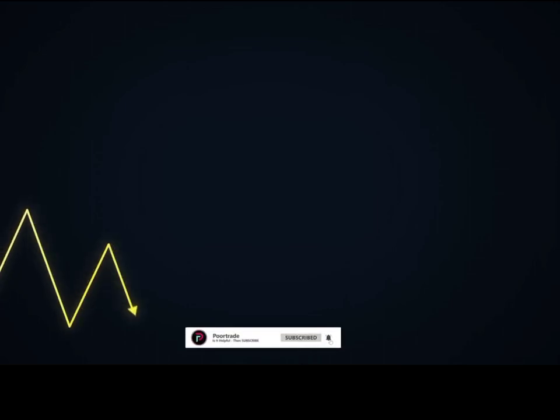Alright guys, now let's put everything together. This is where it all makes sense. Start by picking any high point. I'm starting from here. You can see price starts moving down, and we expect the market to form lower highs and lower lows, showing us a bearish trend.